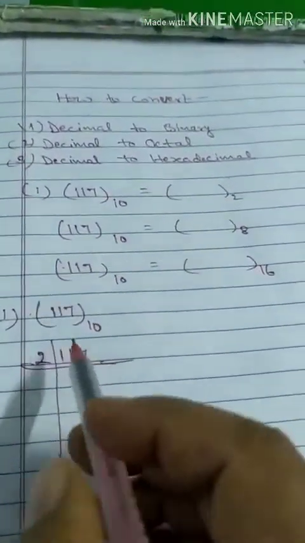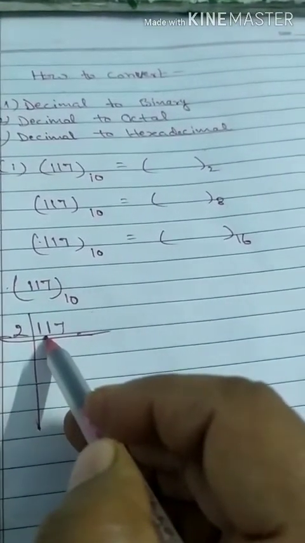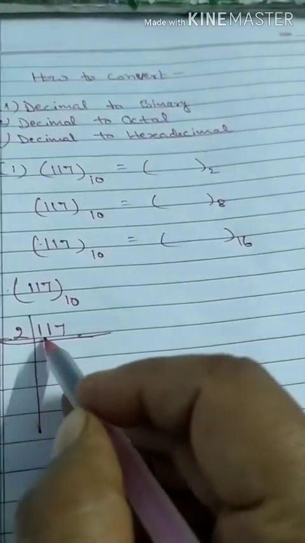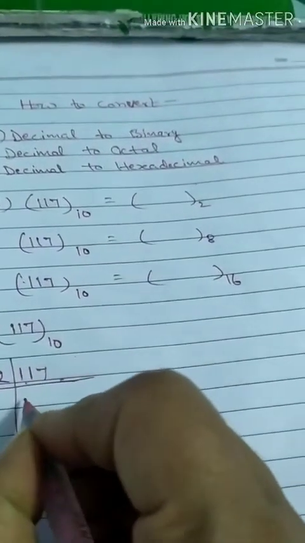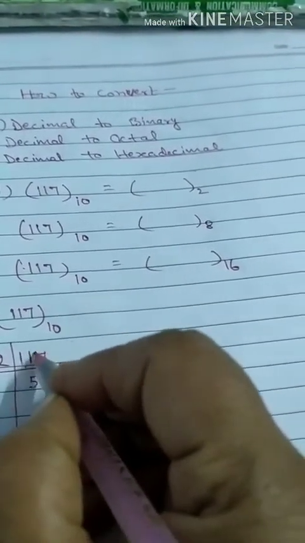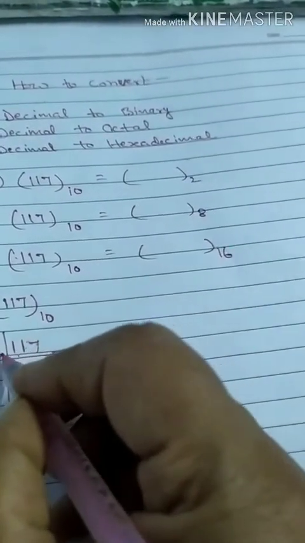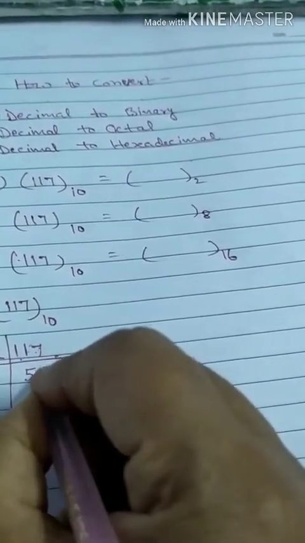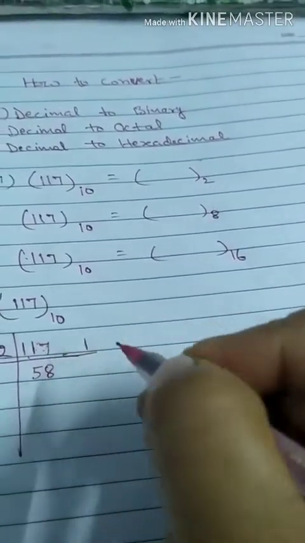Look here, 117. First you divide by 2. 2 5s are 10, and here 1 is left. 1 and 7 is 17, and 2 8s are 16, 1 is left, so mention here 1.